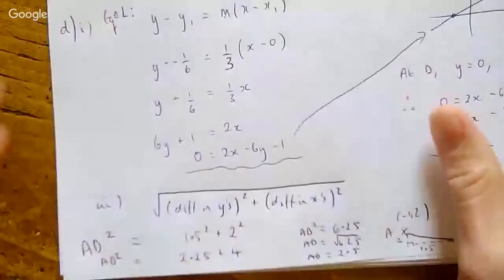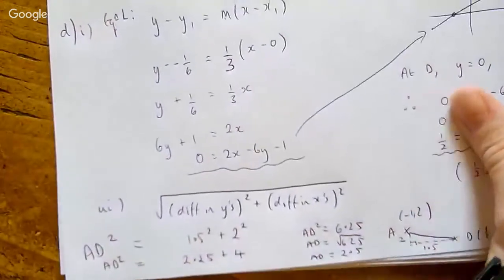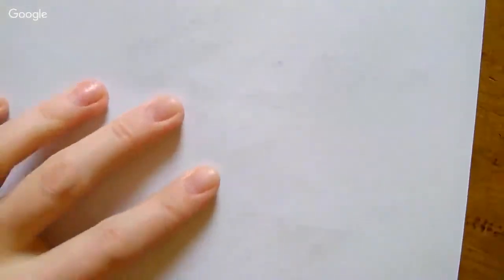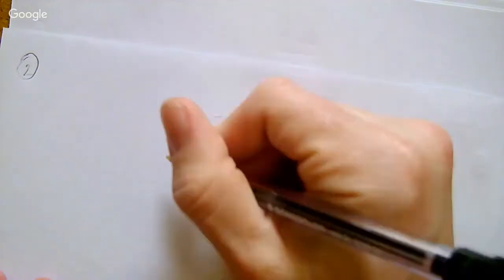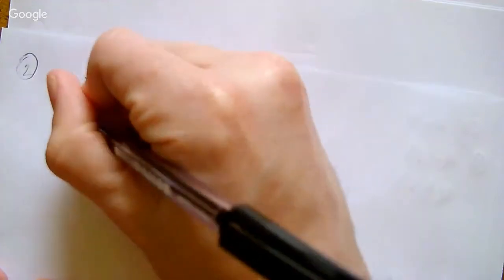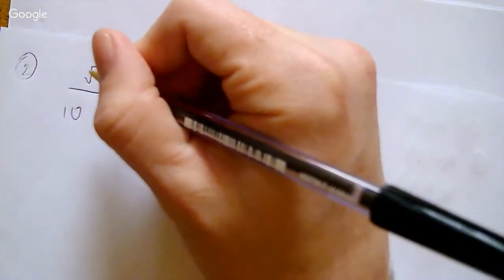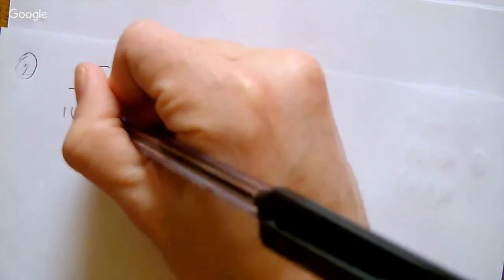Okay, then number 2. Okay, make sure you can see what I'm doing. Okay, number 2. So we're given root 2 over 10 minus 7 root 2.